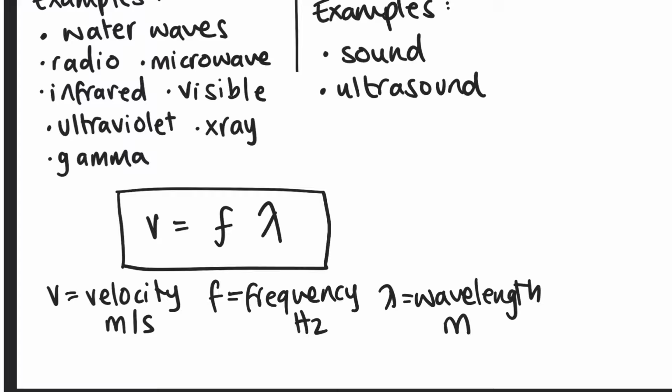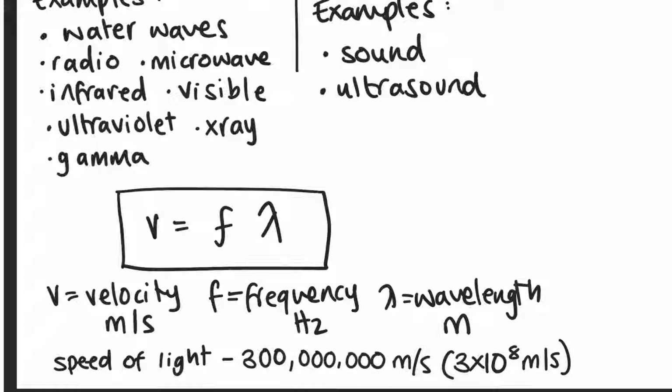A value for the velocity, which you might see coming up again and again in questions, would be the velocity of light. Now, all electromagnetic waves, which we'll meet shortly, all travel at that same speed. And the speed of light is 300 million meters per second, which you'll also see written as 3 by 10 to the power of 8 meters per second. So that's the same number, just written in standard form.